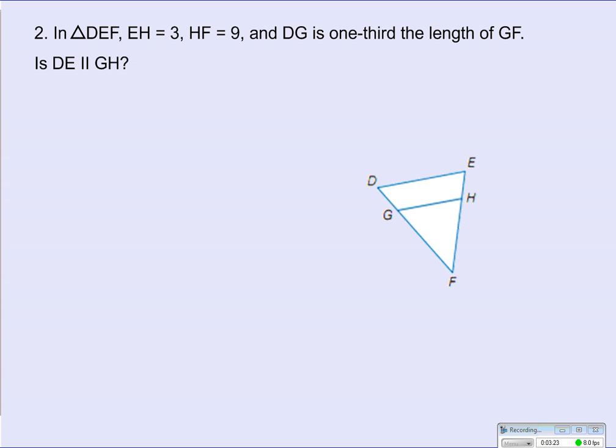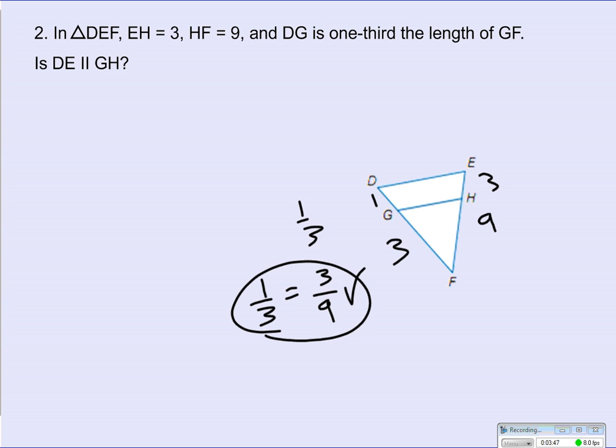So EH is 3, HF is 9, DG is 1/3 the length of GF. So another way, the simple way to think about it is that it's 1/3. So let this be 1, let this be 3. So I've got to test, do those two make sense? Does 1 over 3 equal 3 over 9? Well, those two are exactly correct. That's going to be fine. So yeah, I can say those two are parallel.